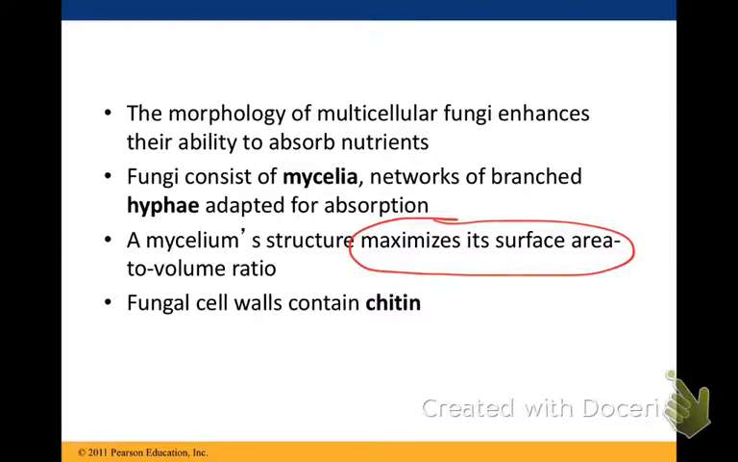Okay, and we refer to the filaments of the fungi as hyphae, and mats of those hyphal filaments are referred to as mycelia. And fungal cell walls are made of a modified carbohydrate called chitin. This is the same carbohydrate that is found in arthropod exoskeletons, so like in insects. It's what makes the exoskeleton of those organisms as well.